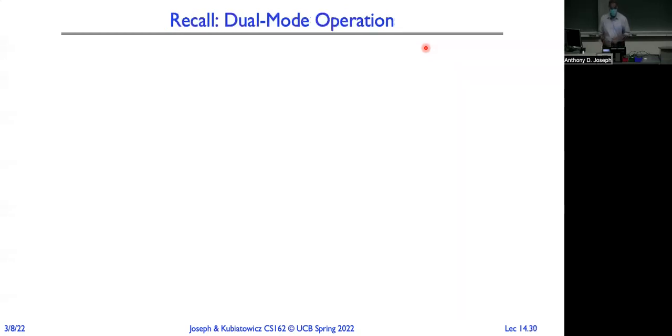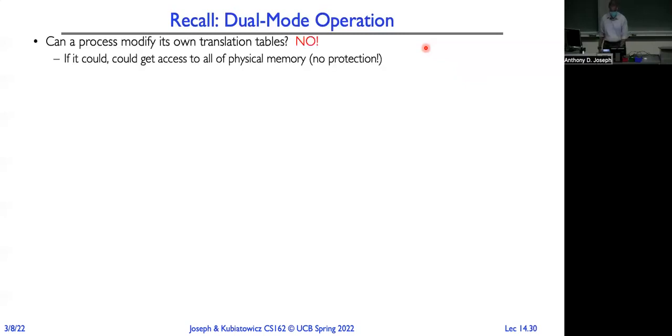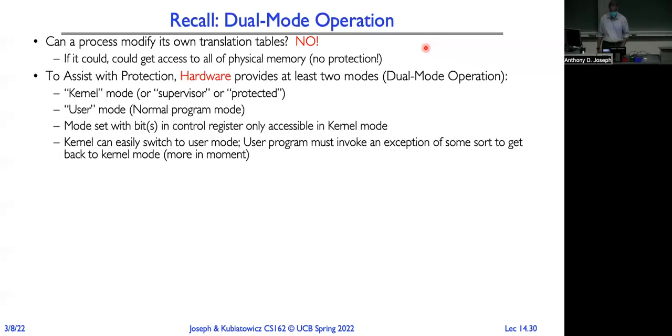Okay, so remember dual mode operation, right? Do we let the process access its translation table? No, right? Because otherwise it could access any memory. It could access memory associated with other processes, and could access operating system code and data. The hardware gives us two modes of operation typically, a user mode and then a kernel mode or protected mode or supervisor mode or whatever you want to call it, but it's a special mode that has complete access. User mode is very restricted. In kernel mode, you can do anything.